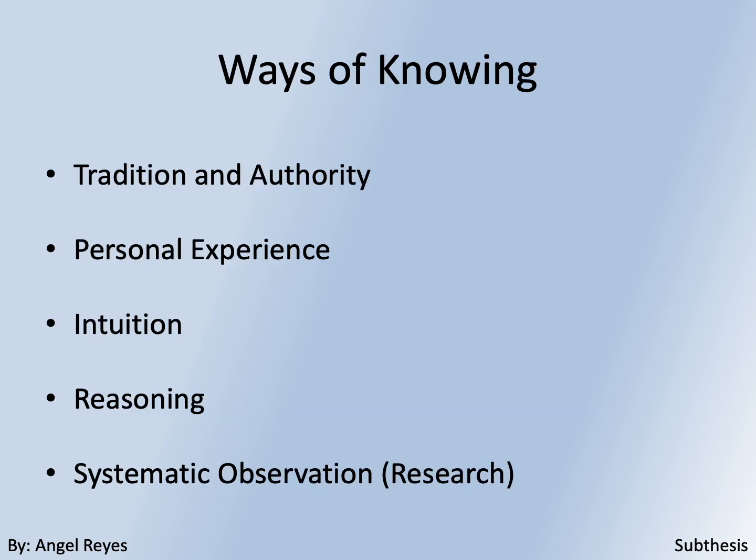Throughout history, we have acquired knowledge through multiple pathways. These include tradition and authority, where knowledge is passed down from established sources, personal experience through direct interaction with the world, intuition, which provides insights without obvious deliberation, reasoning, including both deductive and inductive approaches, and systematic observation or research, which involves methodical investigation. Each of these ways of knowing plays important roles in both everyday life and formal inquiry, though they have different strengths and limitations.